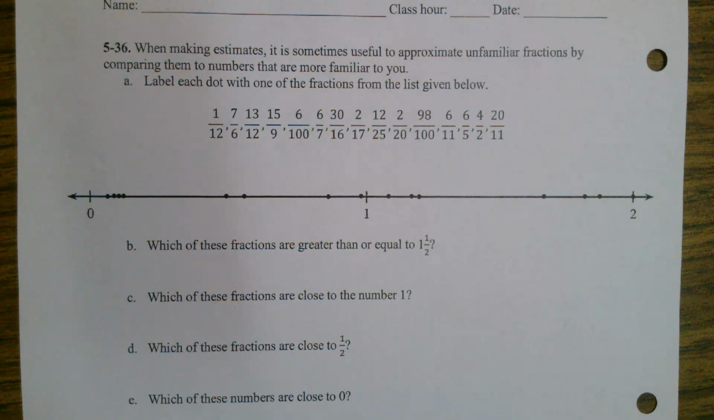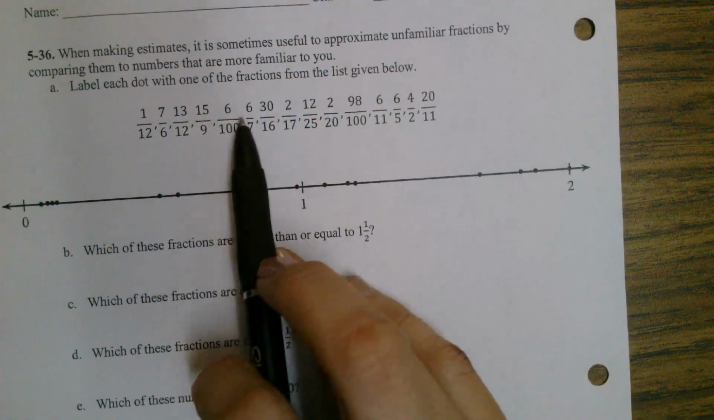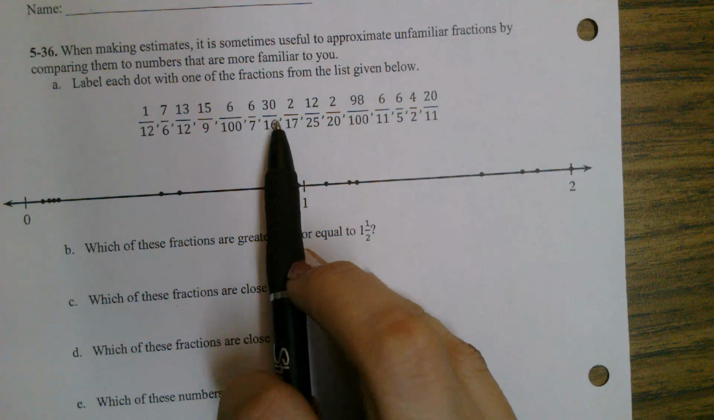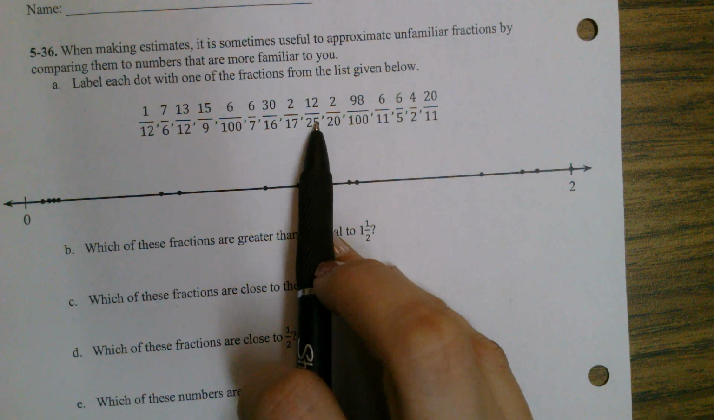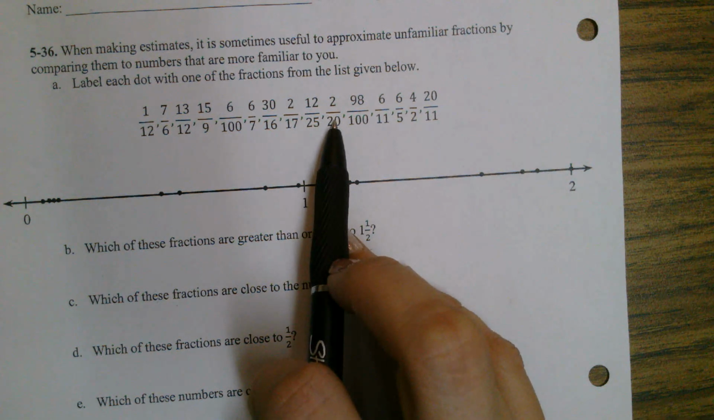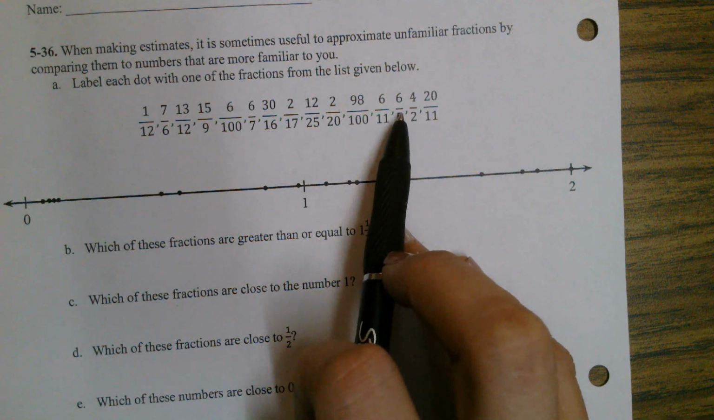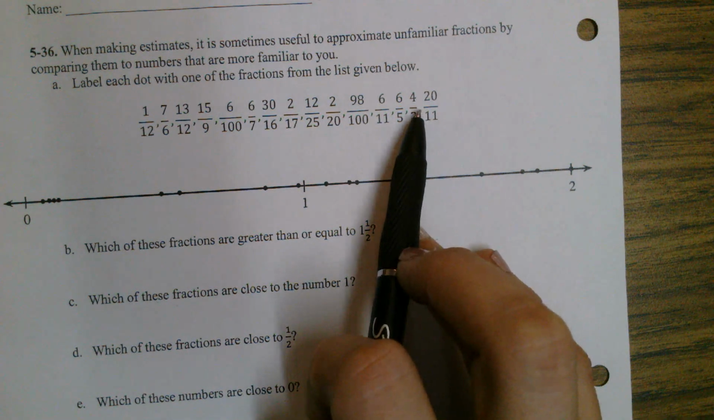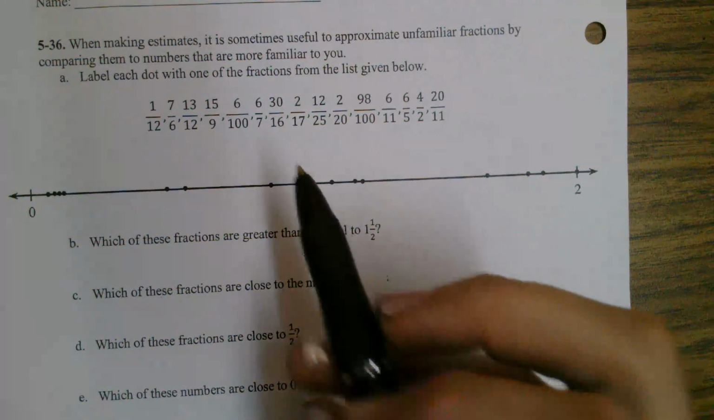So I have 1/12, 7/6, 13/12, 15/9, 6/100, 6/7, 30/16, 2/17, 12/25, 2/20, 98/100, 6/11, 6/5, 4/2, 20/11.